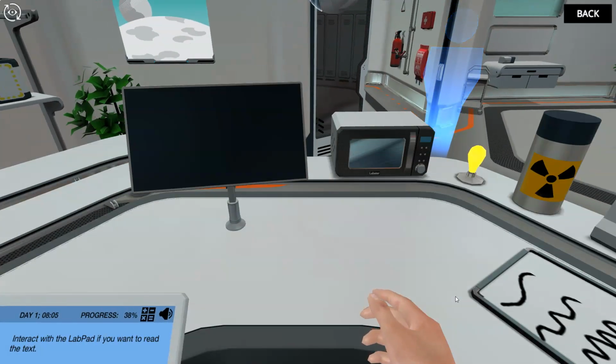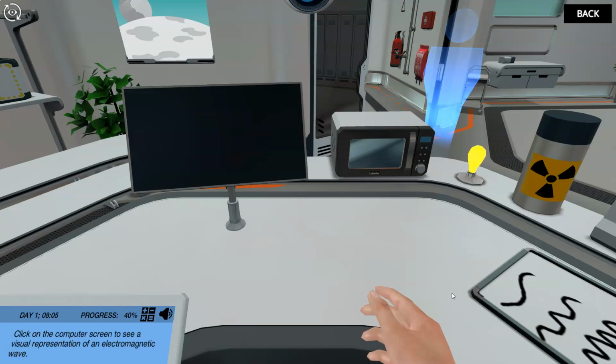The electromagnetic spectrum is a group of electromagnetic waves, ordered by their wavelength and frequency. Visible light, which we are working on today, is one type of electromagnetic radiation. Other electromagnetic waves have either longer or shorter wavelengths than visible light. Click on the computer screen to see a visual representation of an electromagnetic wave.